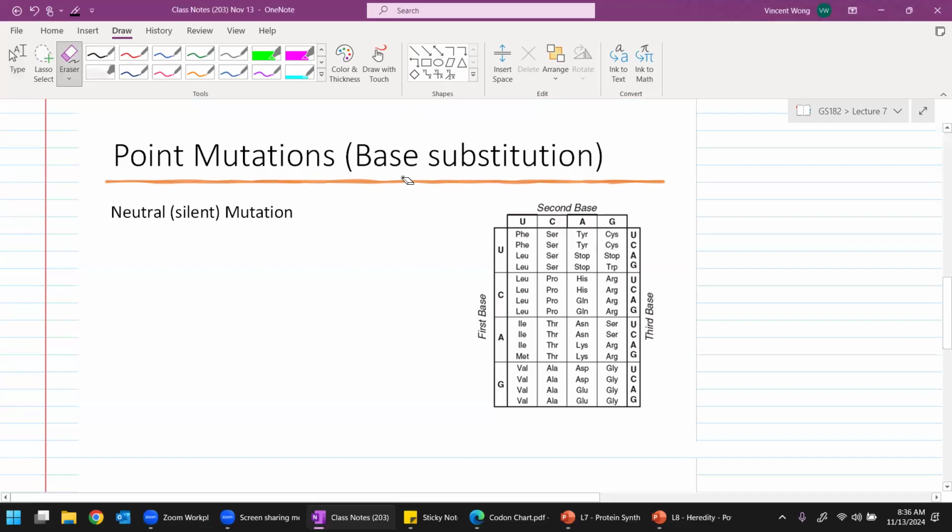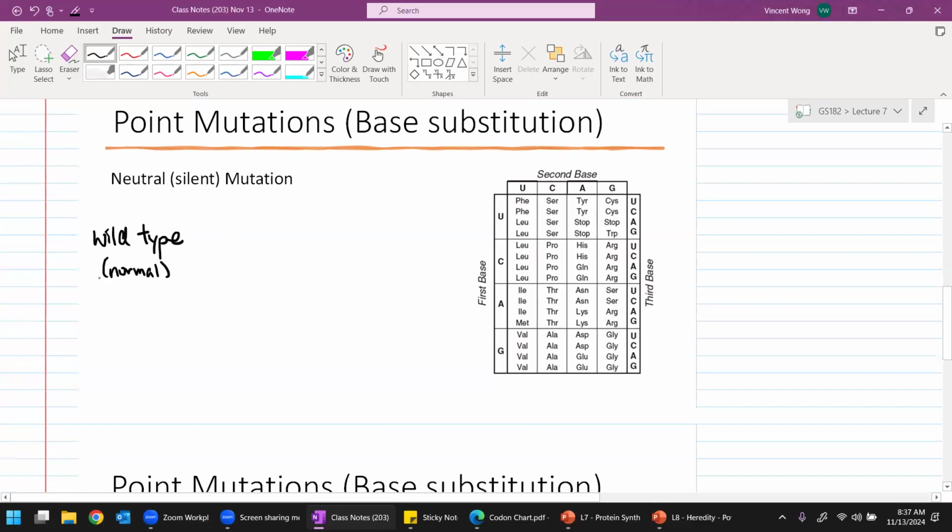So point mutation, base substitution. Let's start with the first kind of base substitution. We have what's called wild type. Wild type just means normal. Okay? No mutation, normal. So let's say there is a mutation in DNA, and when you do transcription, it becomes UUU. And we are going to have a mutant. The mutant is the code that has the mutation.